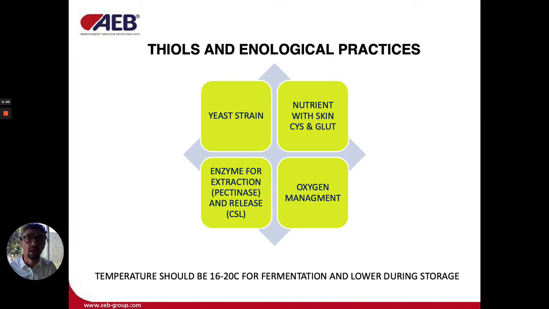We know that white wines sometimes are fermented well below 16 Celsius. That would be just below 60 Fahrenheit. But at that temperature, enzymes don't have much of an action. So as we mentioned, the enzymatic activity is rather important. So we do want a temperature that is at least 16 Celsius, at least 58 Fahrenheit, even better if it goes to 20 Celsius. The temperature needs to be low during storage to preserve eventually these thiols.